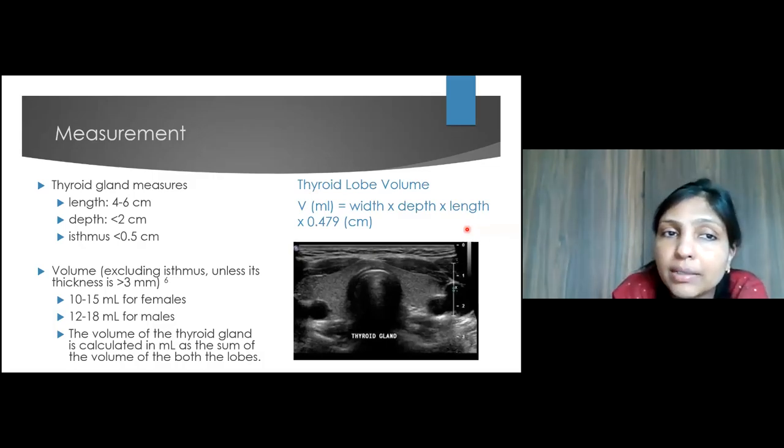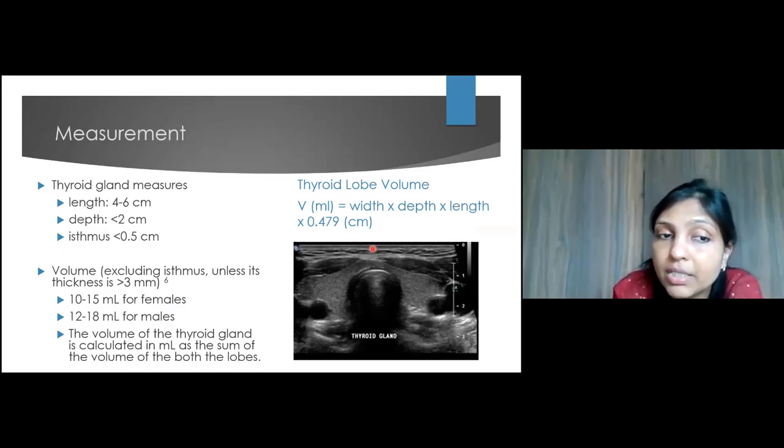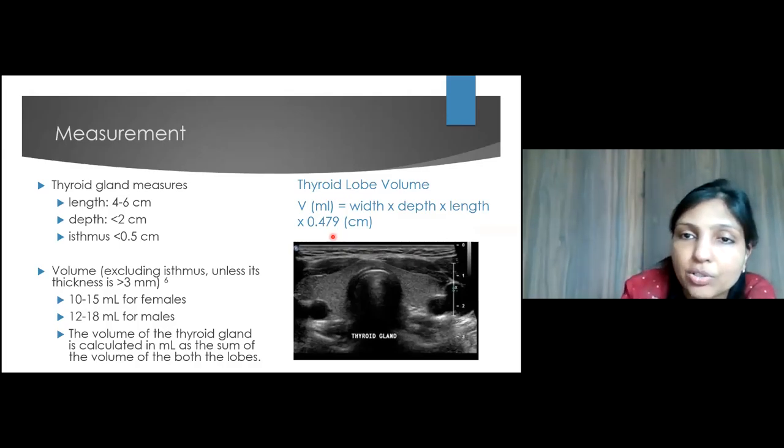The usual gland measures are: length is 4 to 6 centimeters, depth is less than 2 centimeters, isthmus is less than 5 millimeters. Volume can be calculated for the thyroid. It's usually 10 to 15 ml for females, 12 to 18 for males. Usually, we don't find much clinical utility for calculation of thyroid lobe volumes, except when we are evaluating, say, the need for radioactive iodine, or the presence of goiter in patients.